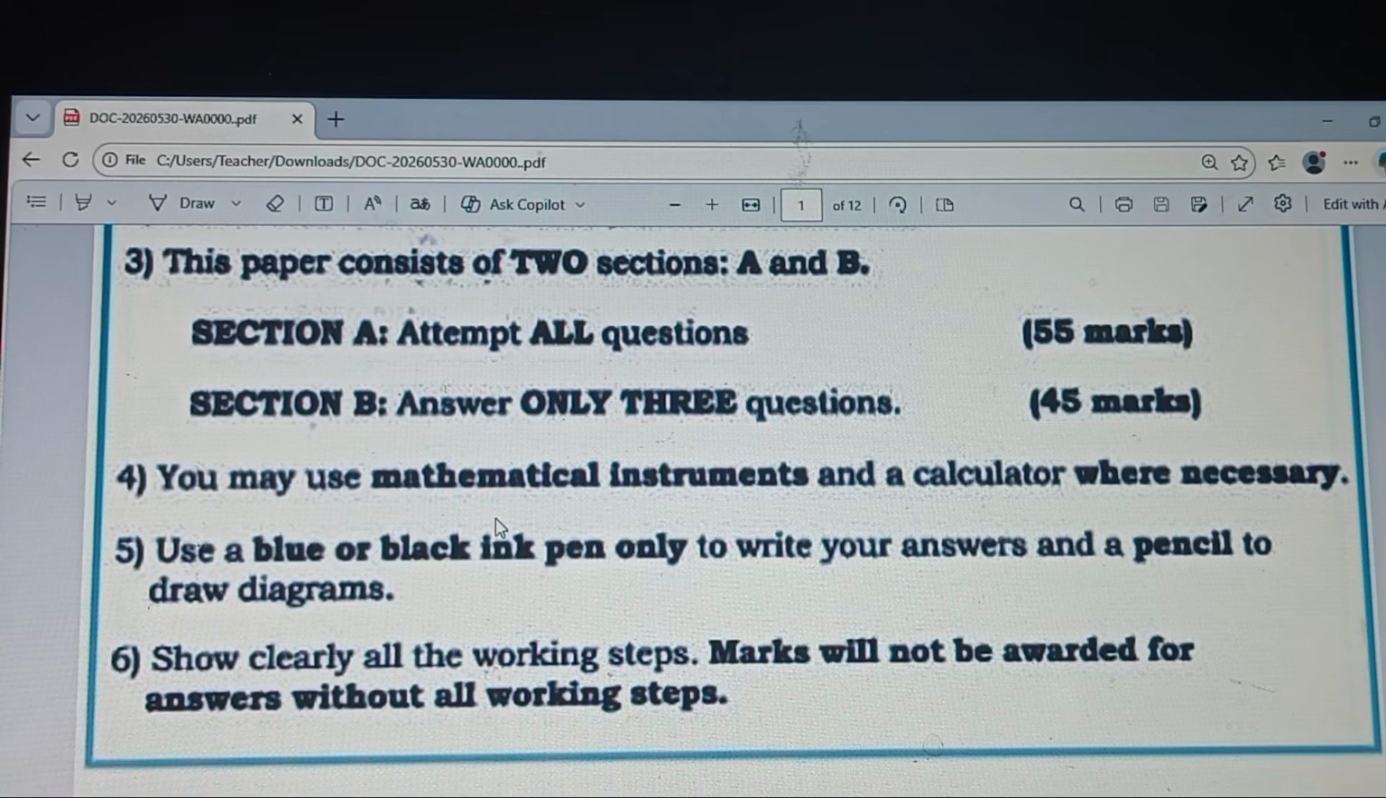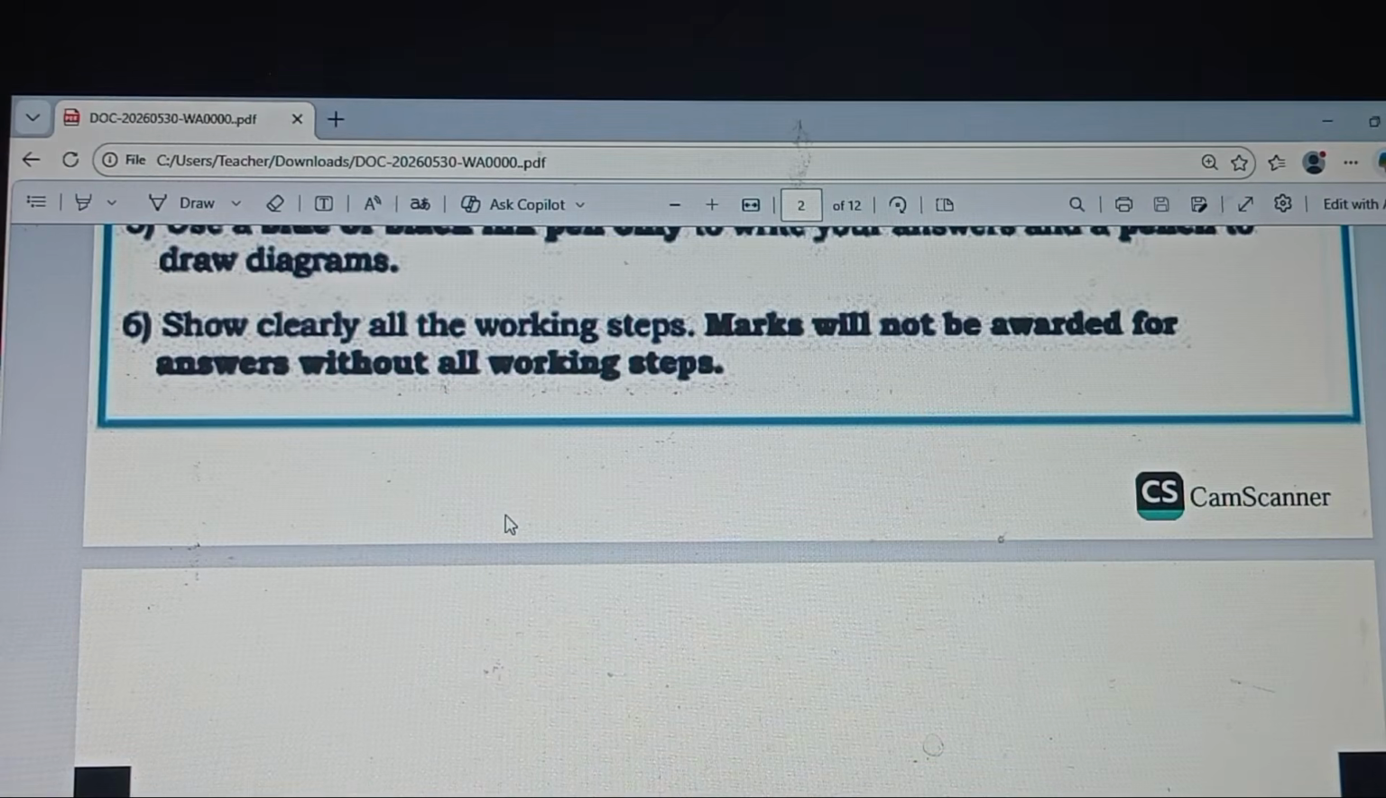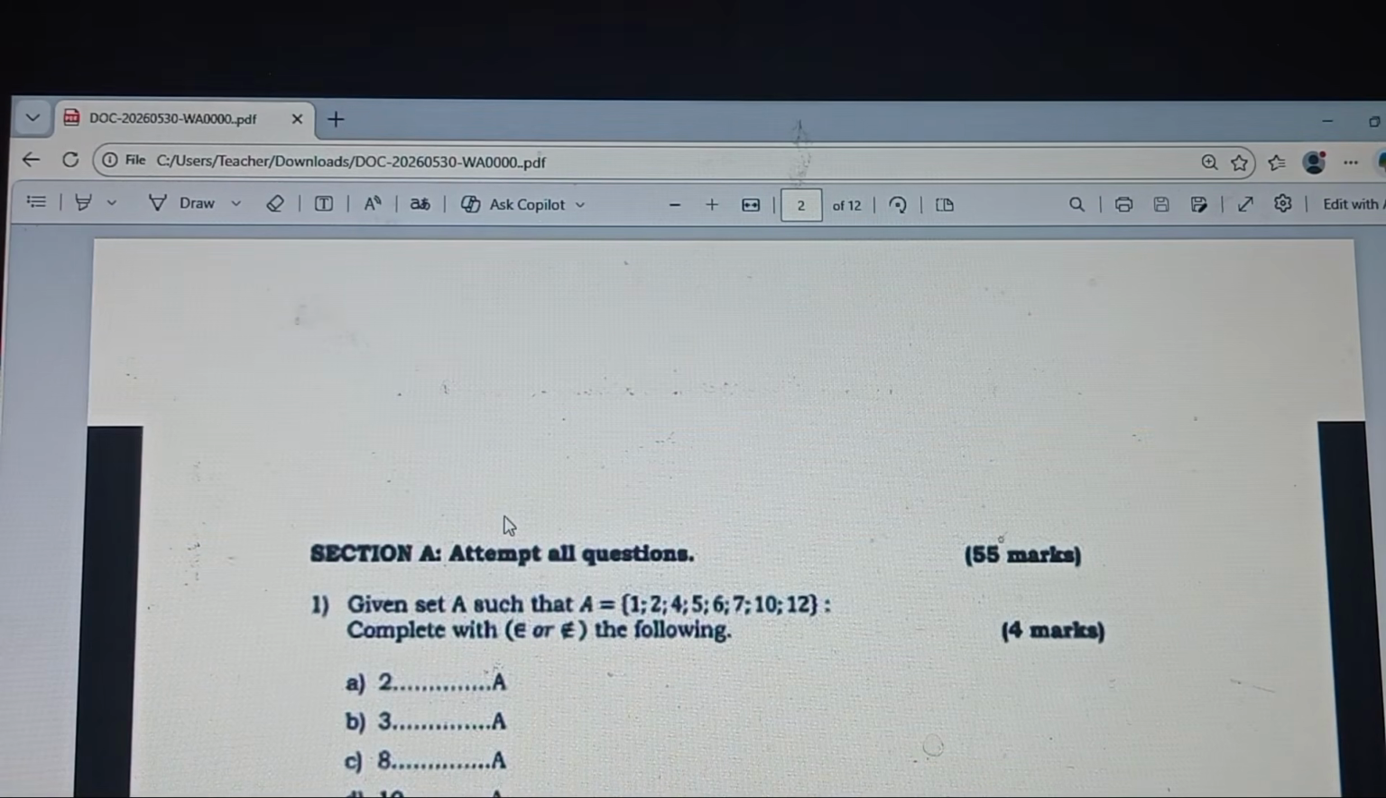Marks will not be awarded for answers without working steps. Then let me start with the questionnaire by reading the questions step by step, then I will continue with the marking guide also step by step. It is better to take a notebook and make a summary question by question. It is better for you.